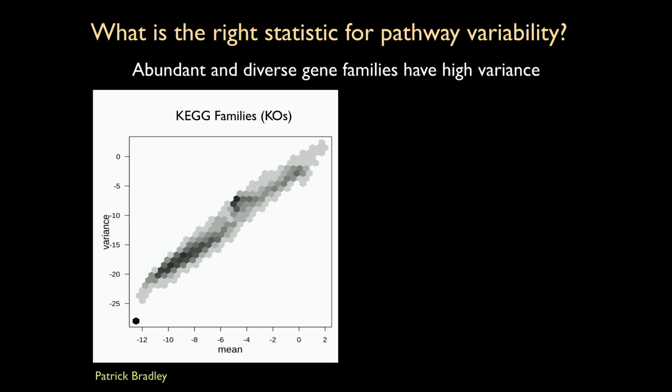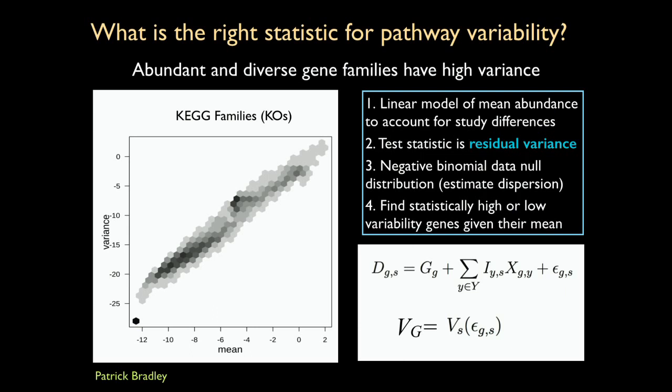And this should not come as any surprise to the folks who've worked with RNA-seq, and maybe you were thinking about this when I said that the ribosome was one of the genes that was associated with Crohn's disease. When you sample sequencing reads, it's a Poisson-like or a negative binomial-like process where the variance depends on the mean. And so if I'm going to design a statistical test for the most variable gene families, I need to realize that those are going to be the most abundant ones if I don't consider this mean-variance relationship. But that's easy to model.